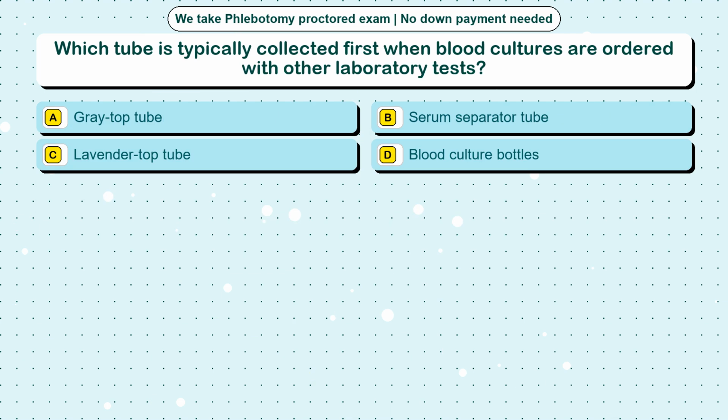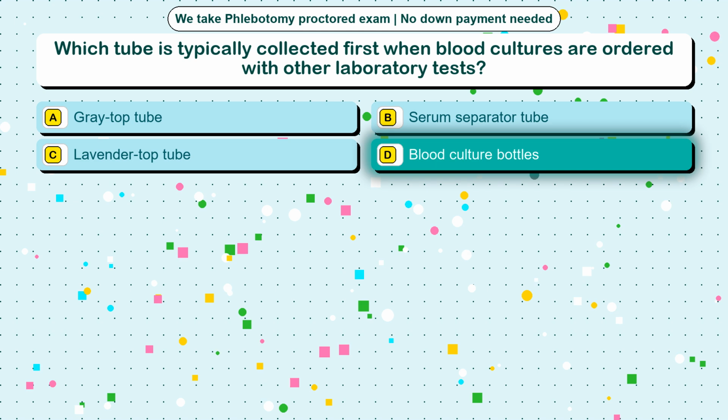Question 87. Which tube is typically collected first when blood cultures are ordered with other laboratory tests? Option A, gray top tube. Option B, serum separator tube. Option C, lavender top tube. Option D, blood culture bottles.